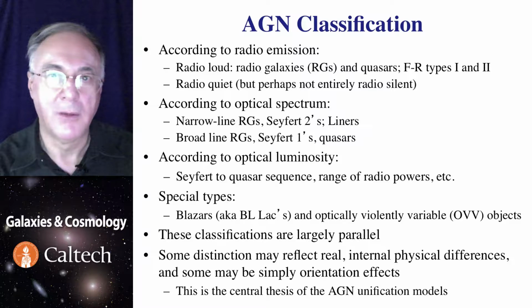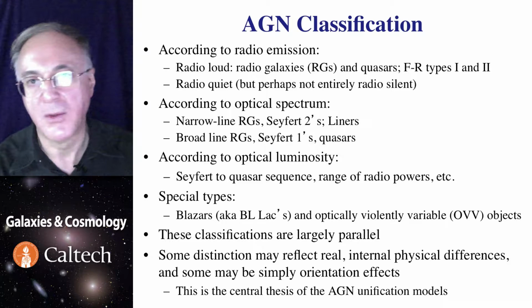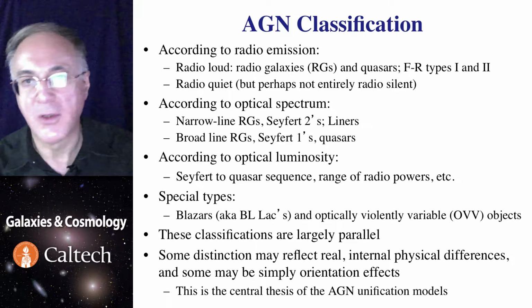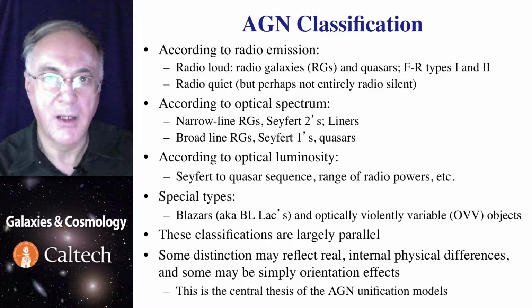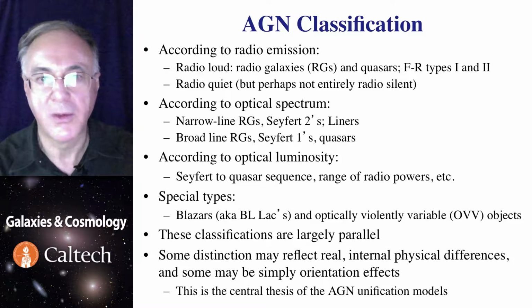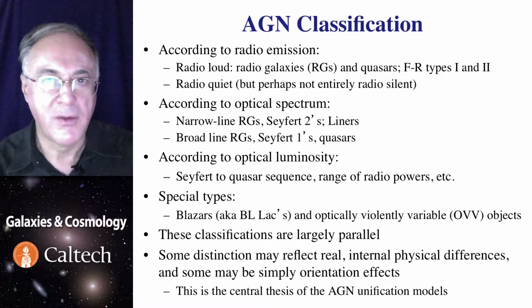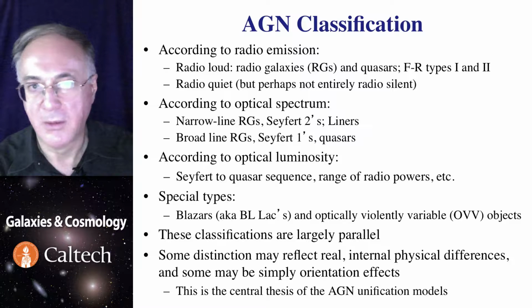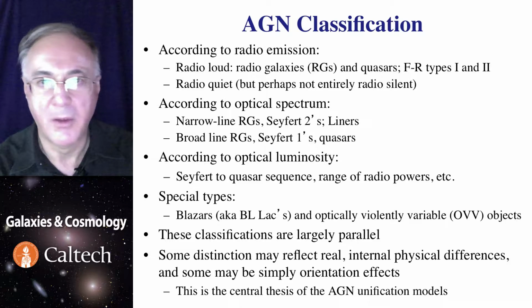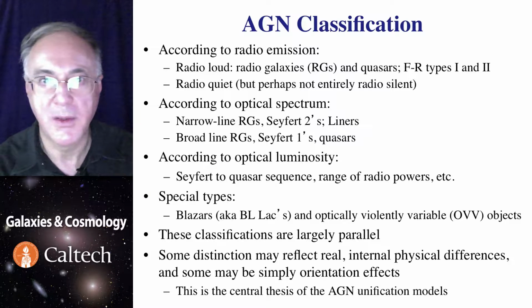Those that have broad emission lines are called type 1, whereas those with narrow emission lines are called type 2. Thus, we talk about Seyfert galaxies of type 1 or type 2, and also quasars of type 1 and type 2. Luminosity is an obvious physical property to look at, and there we can follow from the lower luminosity objects such as Seyfert galaxies to the higher ones like quasars.